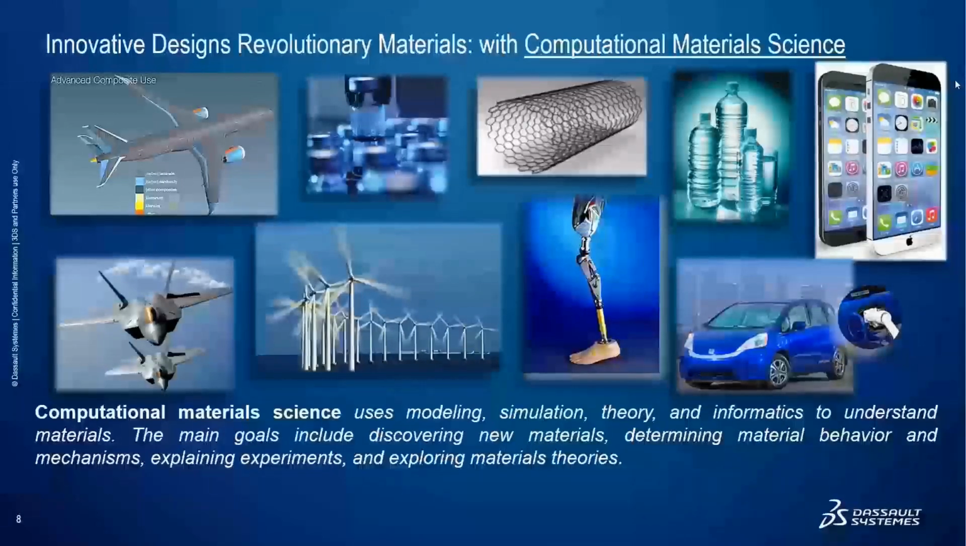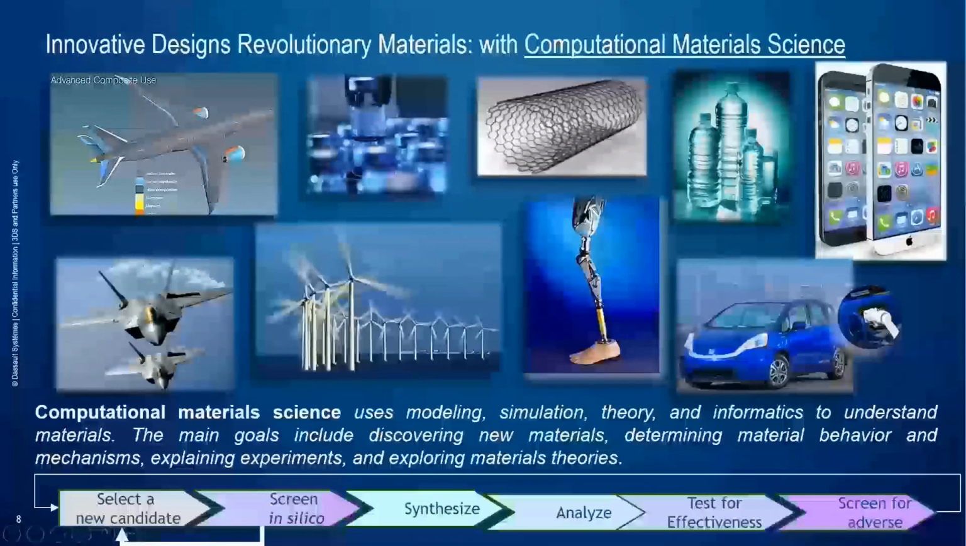So what is computational material science? It uses modeling, simulation, theory and informatics to understand the materials, right? So that's the point, and we use some physics theories and apply chemistry there. So the idea is: select a candidate, screen in silico, select a candidate, pass it to synthesize, analyze, test. If it does not work, come back and figure out what's the reason. And that's the cycle which we normally do with molecular simulation.